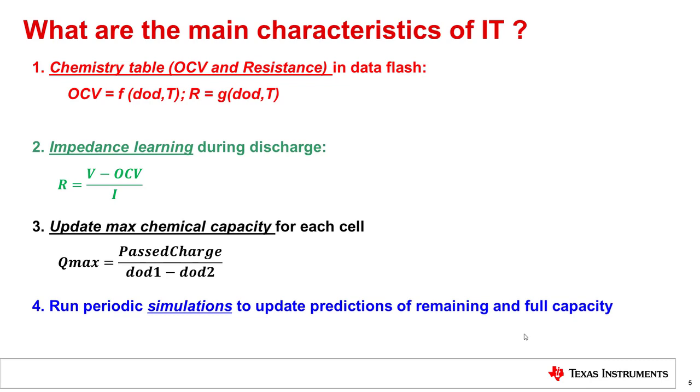What are some of the main features of the impedance track algorithm? One of the integral components are the battery chemistry tables, the OCV and resistance obtained from the ChemID and stored in the data flash of the gauge. The algorithm also consists of update of impedance and the maximum chemical capacity Qmax to account for battery aging. Last but not the least, periodic simulations are run to update capacity based on different conditions such as load and temperature change.